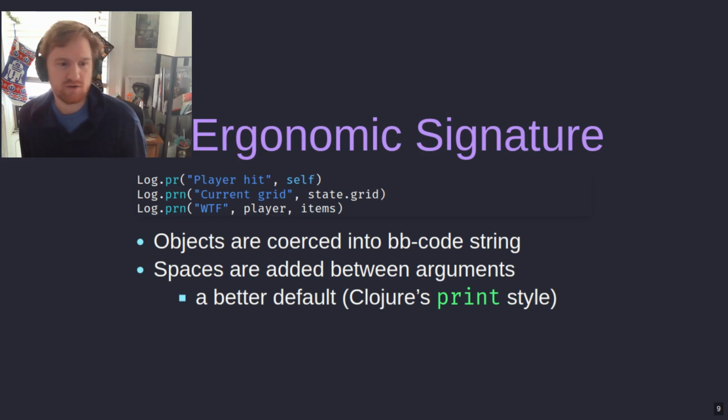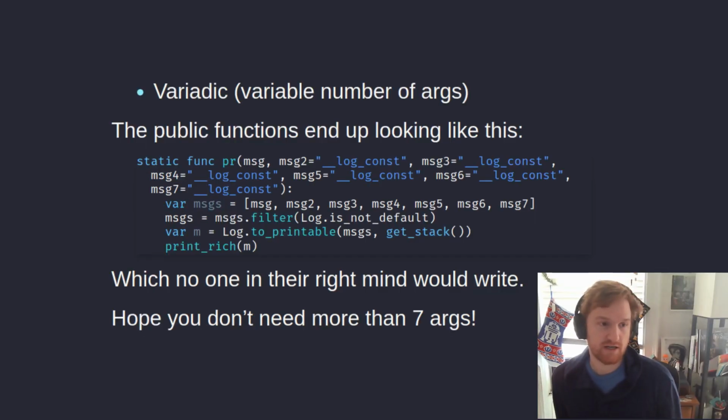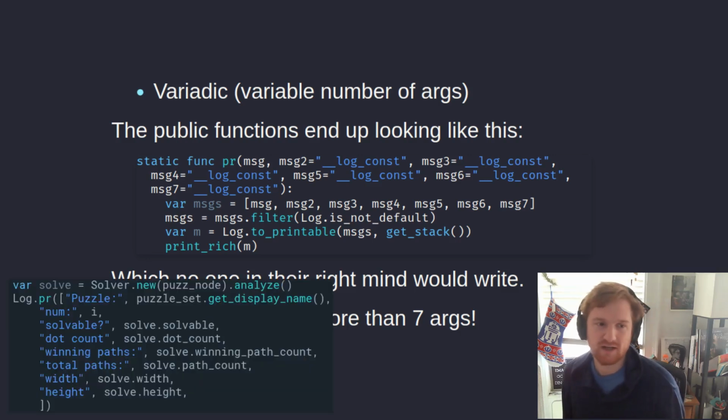So part of Log's design is this ergonomic signature. One thing that I've learned from Clojure and don't want to give up is that when you print things, you don't have to add spaces in between them. Every argument here automatically gets a space added in between it. And so these functions are variadic, which means you can pass as many arguments as you want. In this case, up to 7. We can add more if you have to pass 7 more things, but I don't think I've ever used more than 3 or 4. It's really easy to opt back down to an array if you have more things to add. And yeah, we see that this function looks a little bit crazy.